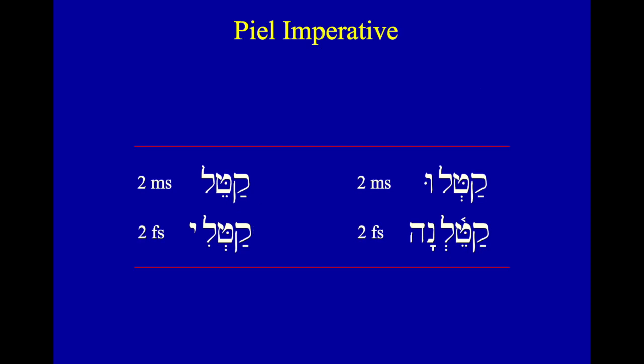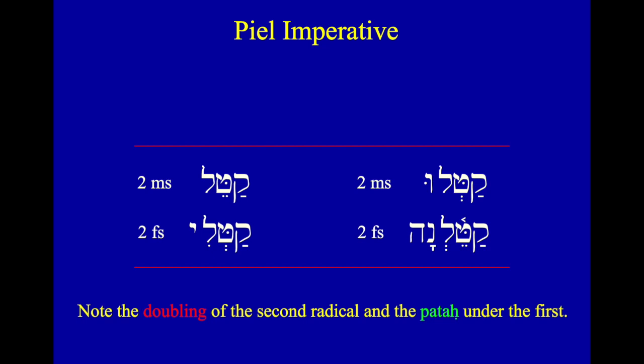We get a short A-class vowel under the first letter of our root, our first root letter, and we get these imperfect endings: I, U, Na. But what's distinctive as well is that Piel doubling of the middle radical. Look at our doubling of the middle radical there. Boom, we've got our doubled, in this case, tet. So just to say, the Piel's got this imperative form as well.